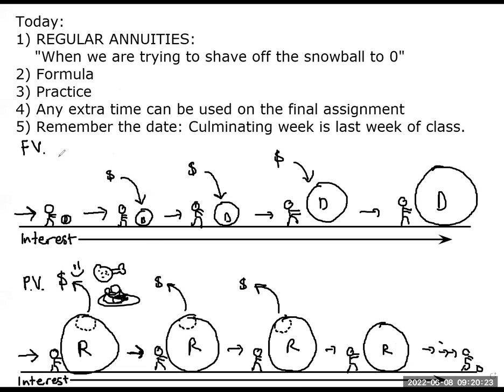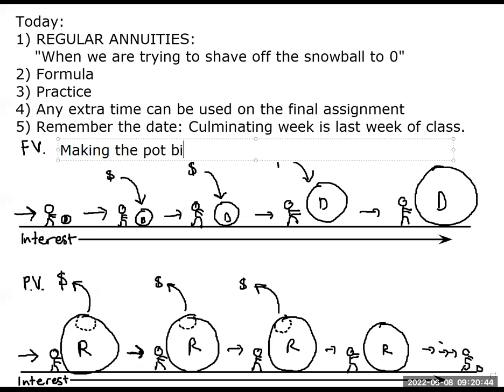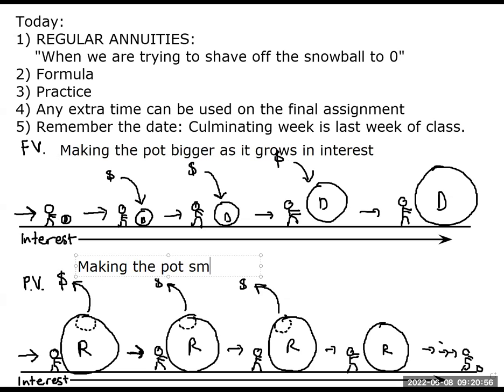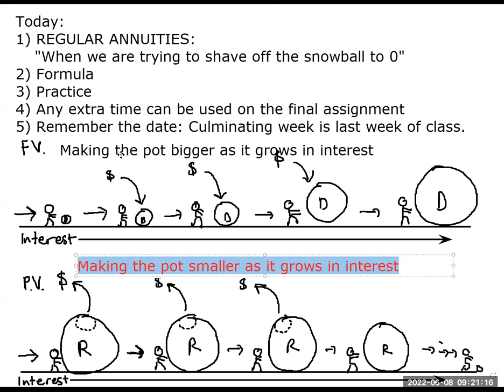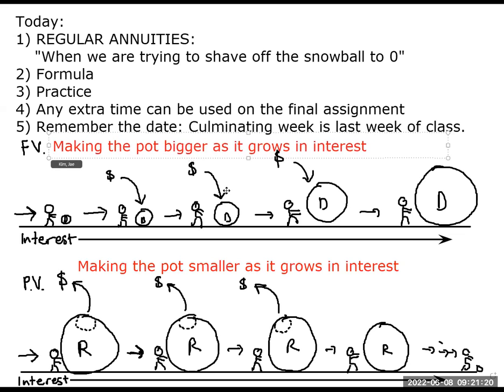How do we distinguish between future value and present value? The best way I can hint this is to give you a kind of a jingle. So future value, the best way to describe it is making the pot bigger as it grows in interest. In a nutshell, that's the best way I can describe it. PV is making the pot smaller as it grows in interest. Read those two statements and tell me if that makes sense to you.